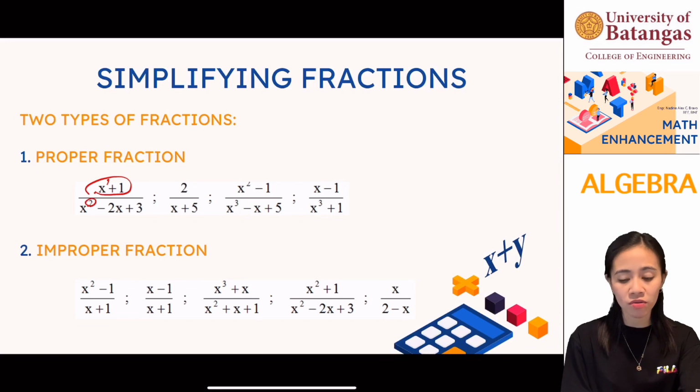Same goes with the second example, you have 2. So, kung constant yan, ibig sabihin you have x raised to 0 all over x plus 5, where x is raised to 1. So, mas mataas pa rin yung denominator natin. And then you have x squared minus 1 all over x cubed minus x plus 5, so 2 and 3. And then you have x minus 1 all over x cubed plus 1. So you have 1 and 3. So these are all proper fractions.